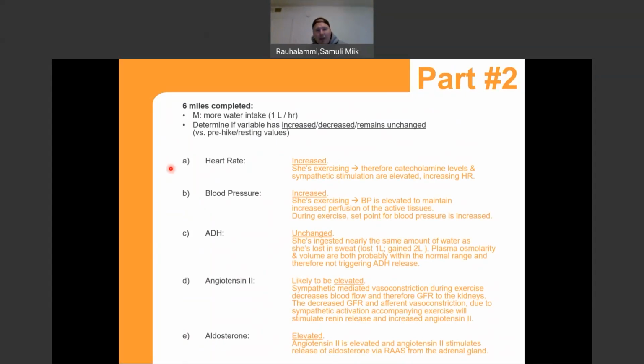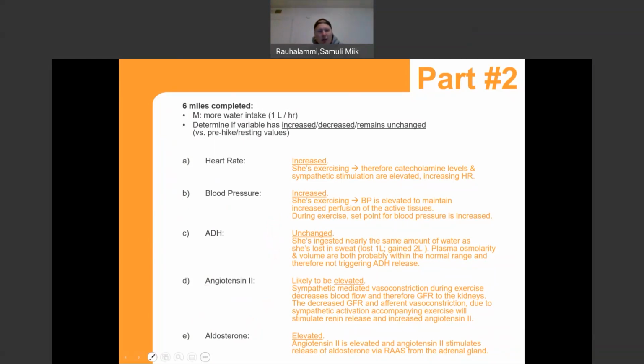Well, the heart rate is going to be increased because she's exercising. Same for the blood pressure, to maintain that increased perfusion to those tissues that are active. Her ADH levels are probably unchanged because it's going to be roughly the same amount of water that she's consuming as the amount of water that she loses in sweat. She hasn't yet been urinating, but it's about balance, so no changes on ADH.